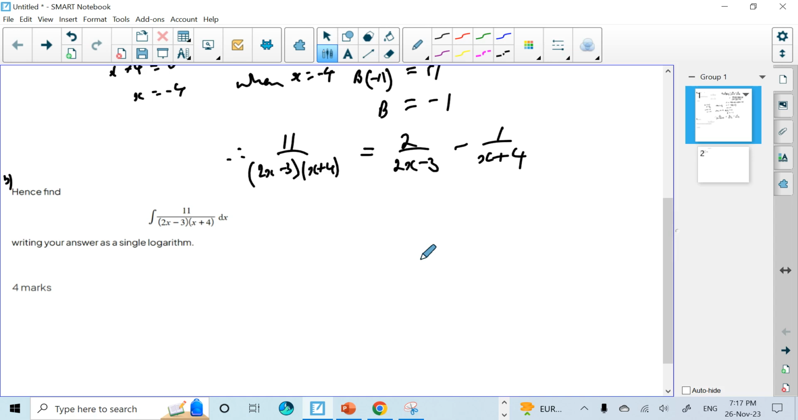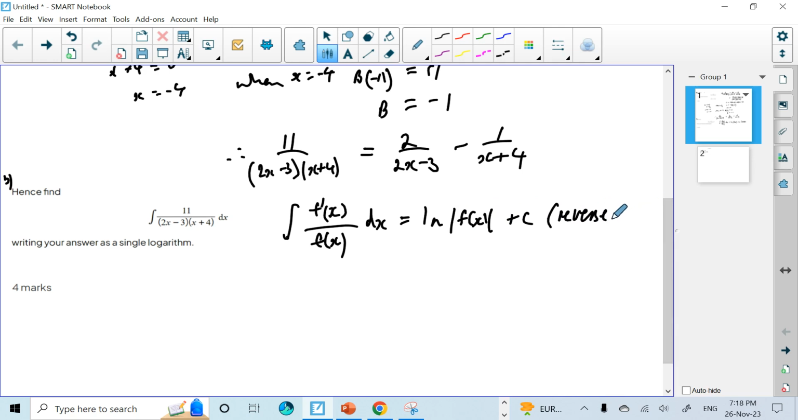If we look at using the reverse chain rule, again, we're using the integral of f prime of x over f of x dx, which is equal to the log of the modulus of f of x, plus c. And again, that's our reverse chain rule. We've used that a lot in this further integration for A level.